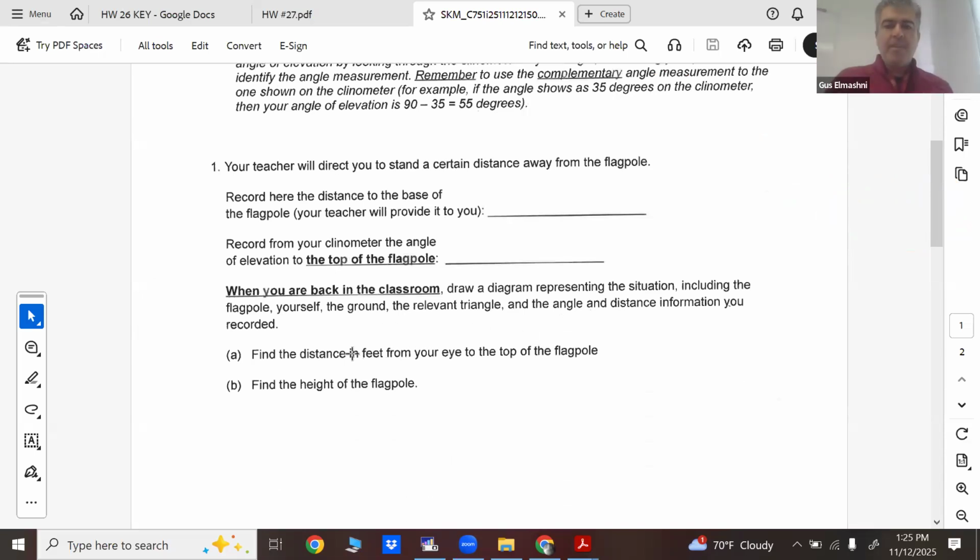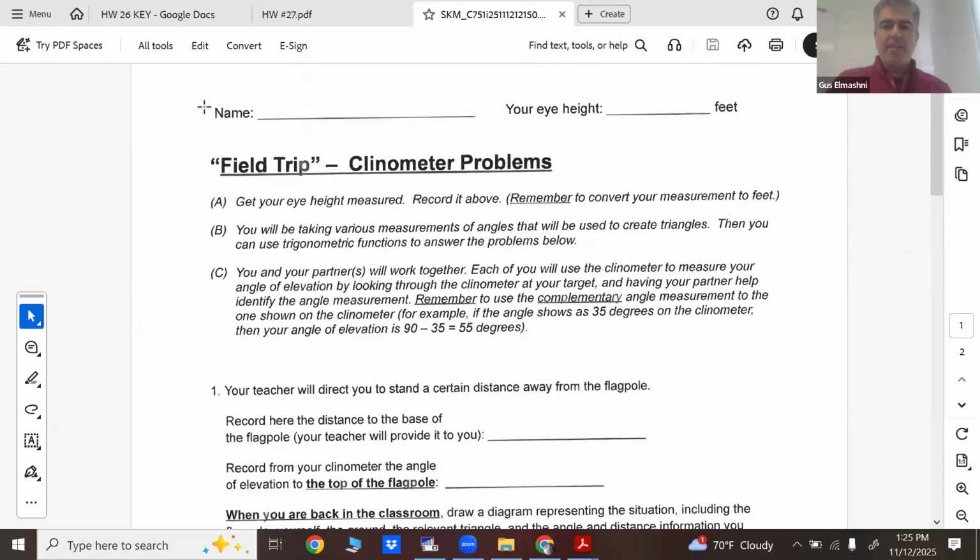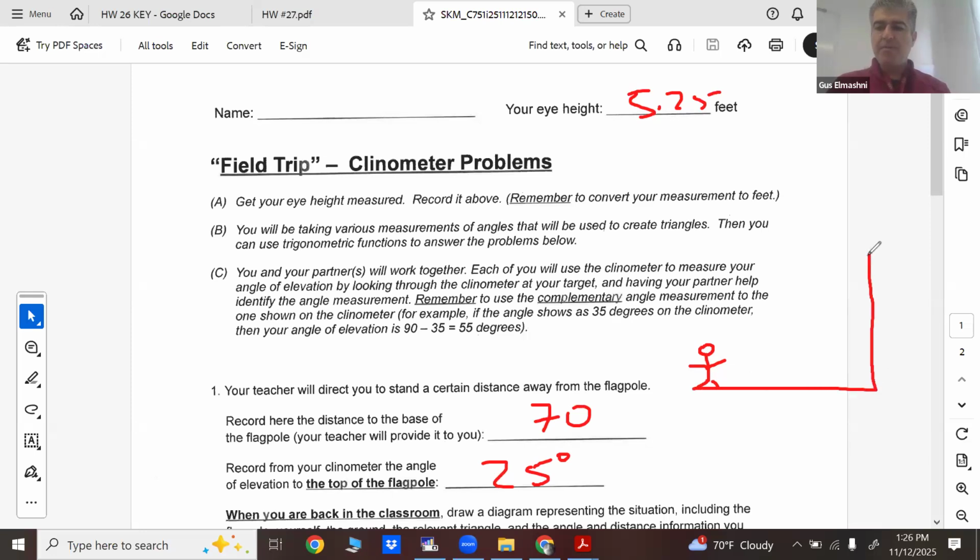Okay, so Emily, what was your eye height? 5.25. Okay, 5.25 for Emily. And how far are we standing from the flagpole? 70. What was your angle? Okay, here we go. What we're going to do for Emily is draw a little stick figure for her. Here's Emily, here's the ground, here's the flagpole. Now for her eye height, I'm going to draw a new horizontal line.